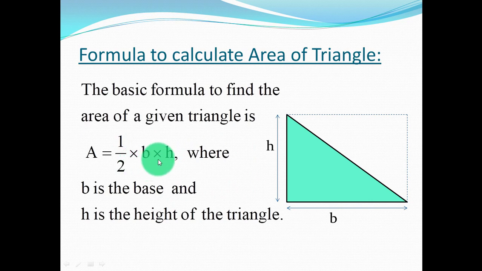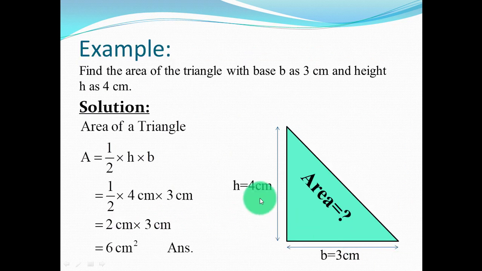So we can see that b multiplied by h, this is b, the length, and h is equal to height. So length into height is equal to the area of the rectangle, which is divided by 2. It means that it is equal to the area of a triangle. So it is clear that the area of a triangle is equal to half multiplied by base multiplied by height, where b is the base and h is the height of the triangle. Let's see some examples.